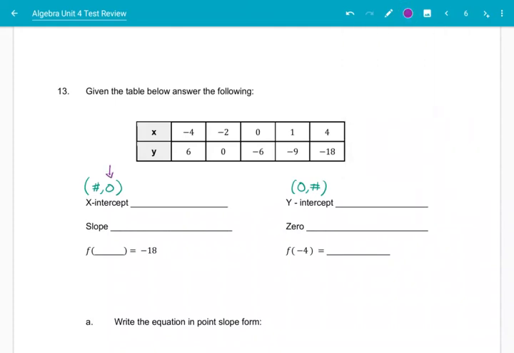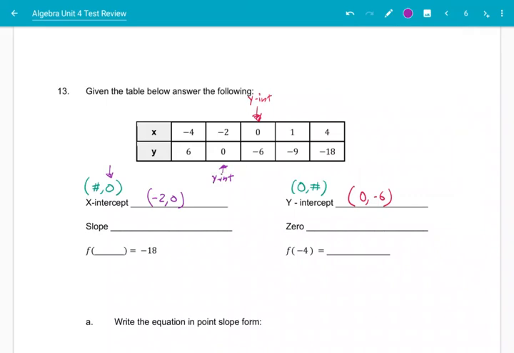Is there a point where y is 0? Right here. There it is. So the x-intercept is minus 2, 0. How about the y-intercept? Is there a point here with 0 in the x? Yeah, right there. Oh, I'm sorry, the y-intercept, which is 0, minus 6. So here's the y-intercept and the x-intercept.